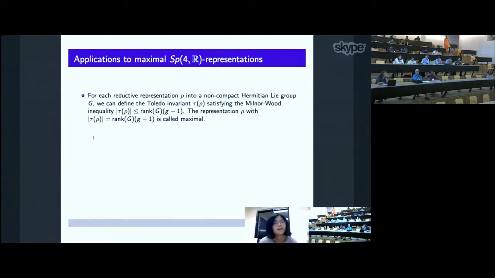So we can say some applications to maximal Sp(4,R) representations. Let's first say what a maximal Sp(4,R) representation means. For every reductive representation rho into a non-compact Hermitian Lie group G, we can define the Toledo invariant tau of rho. It satisfies the Milnor-Wood inequality: the norm is bounded by the rank of this Lie group times the genus minus 1. The representation rho with the maximal Toledo number is called maximal.